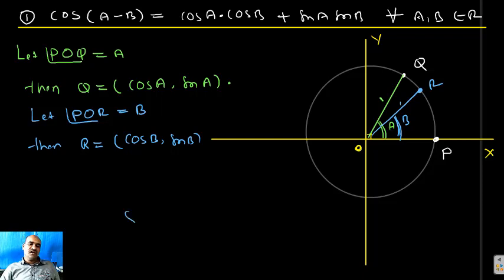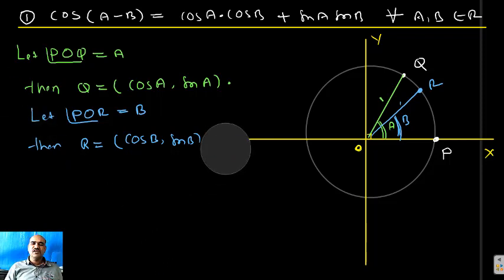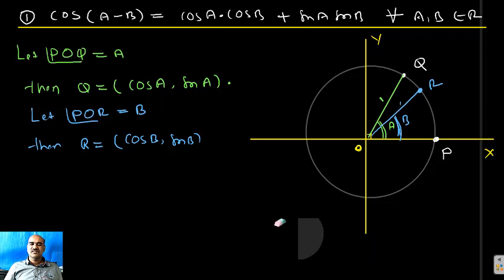But what I want, students, is sin of (A minus B) or cos of (A minus B). That means you want to create an angle whose magnitude is A minus B and whose initial arm should be the positive x-axis. Listen, students, important step now. So this total angle is A, this angle is B. Now I want to take a point S on the circle so that angle POS is A minus B.